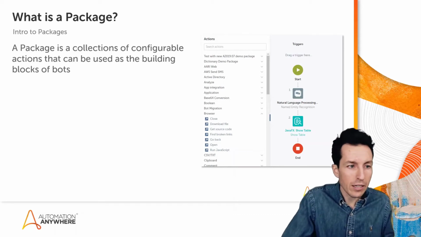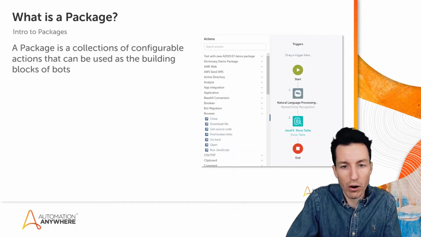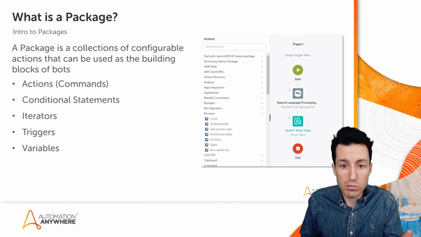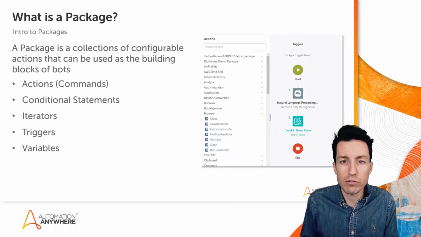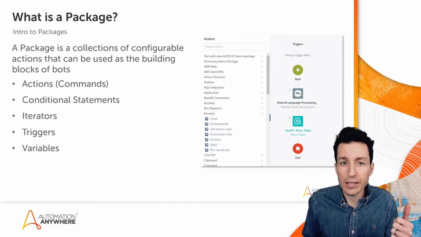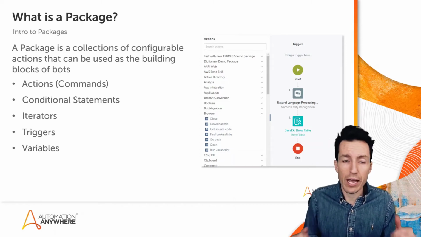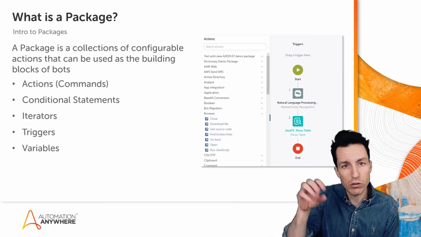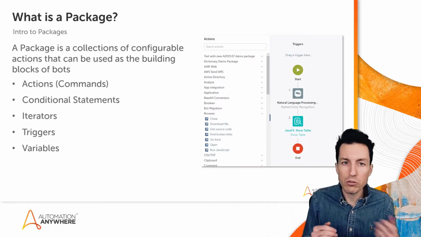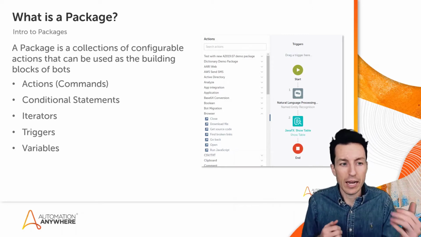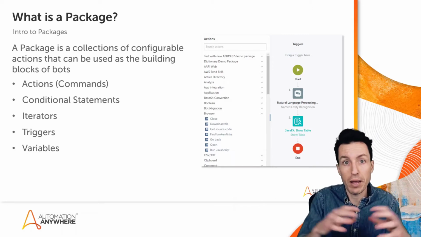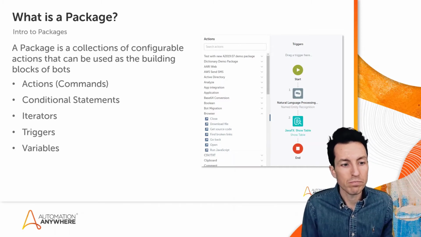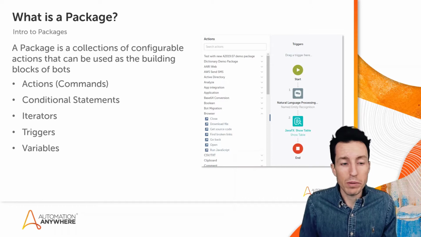Now, technically we use the word actions as a part of our definition, but that would really mean a couple things. First, it means actions themselves. And if you're coming from a previous version of Automation Anywhere, you're likely familiar with the word command, right? We had commands in version 11 and in version 10, and those different commands are what we would use to build our bot. That language has mostly been replaced with actions now. And basically instead of a command pack, we would have an action package, which has lots of different actions. But packages can also be conditional statements.